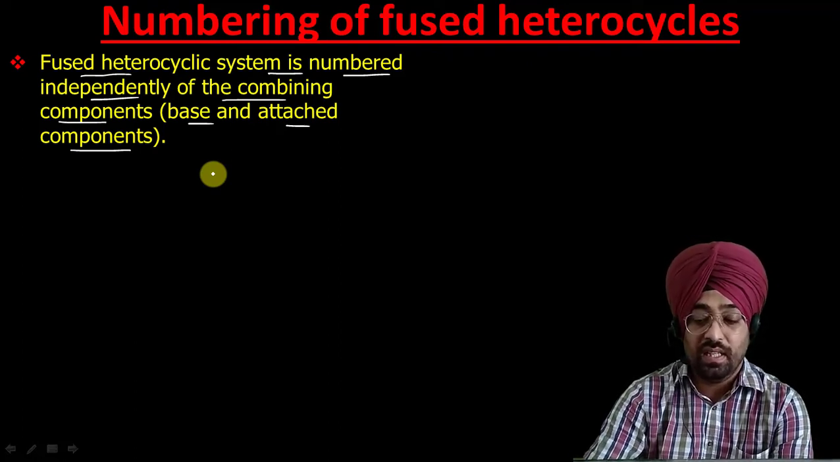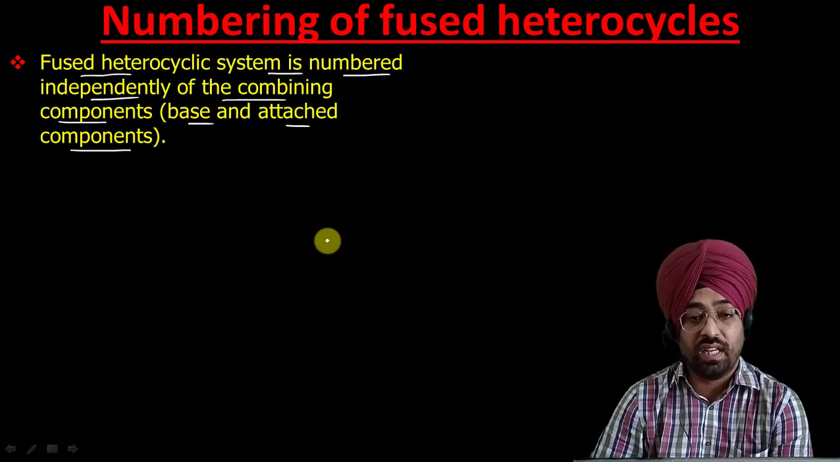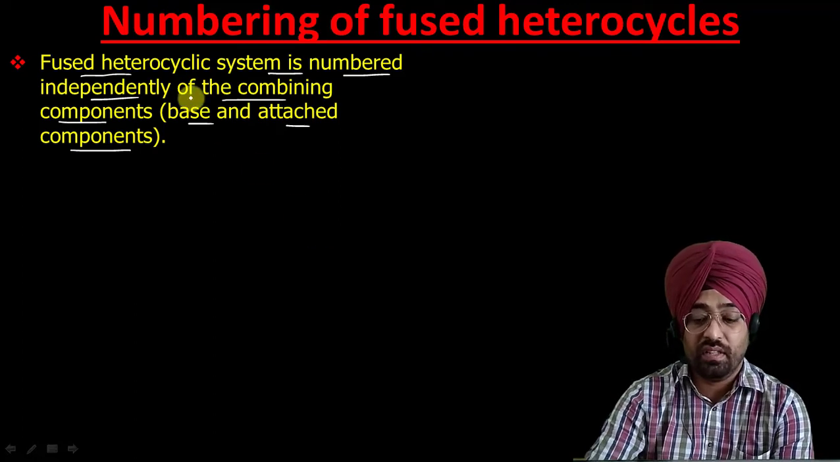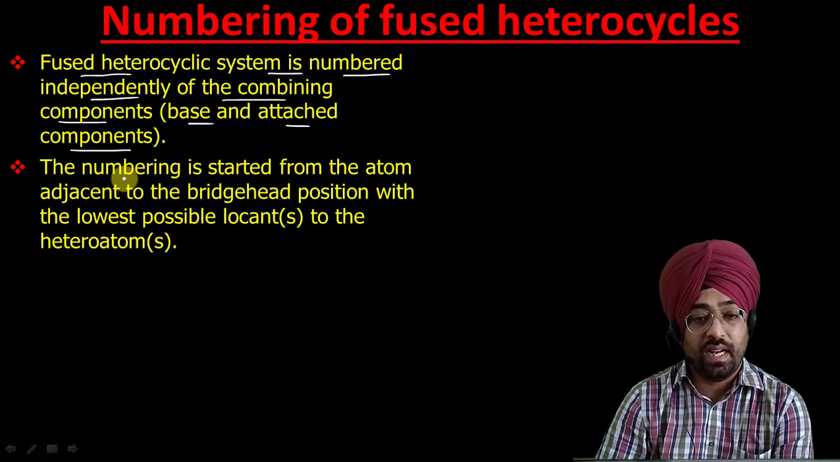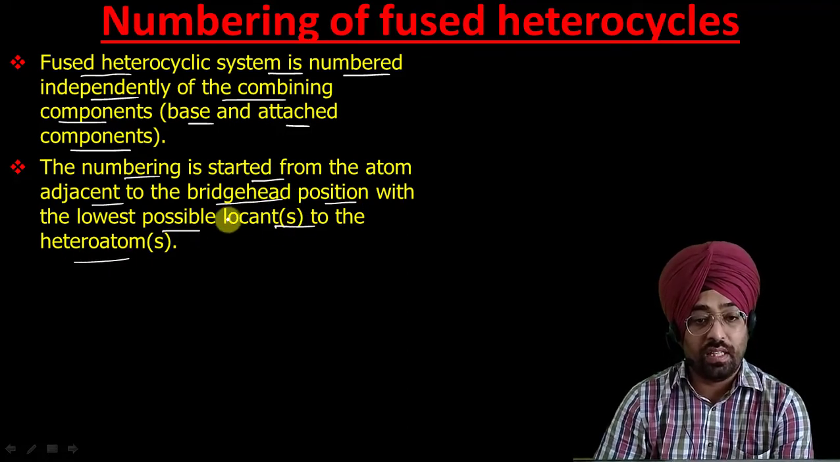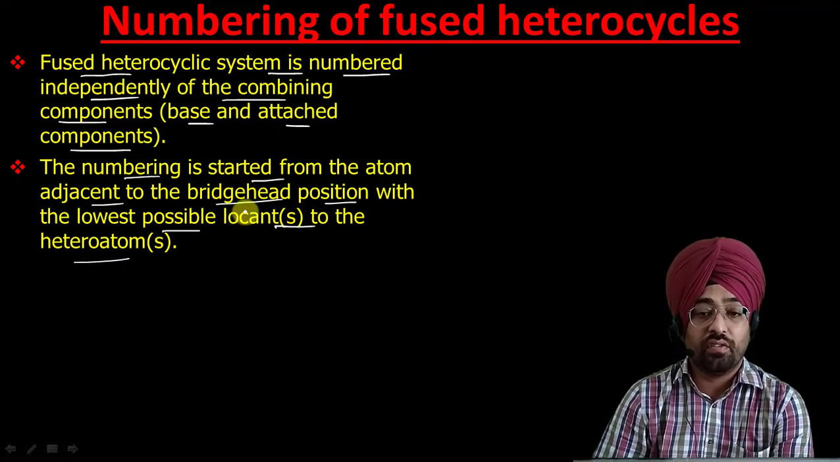So the first thing is that the numbering of the fused heterocycle is quite different from the numbering of its individual components, and the principle here is that the numbering is started from the atom adjacent to the bridgehead position, giving the lowest possible locant to the heteroatom. That is the main fundamental to number these heterocycles.